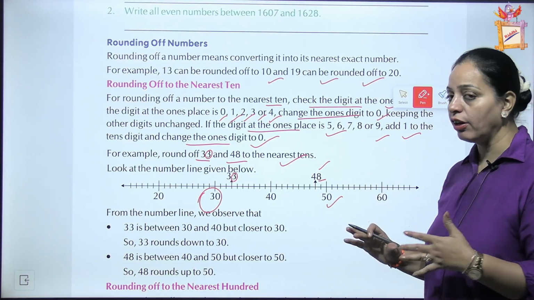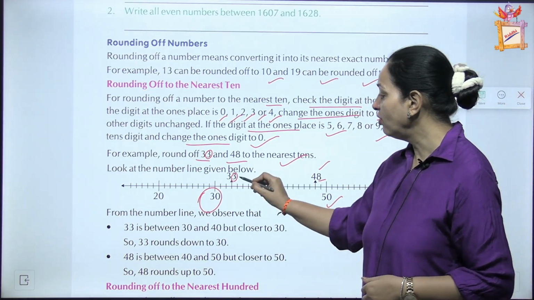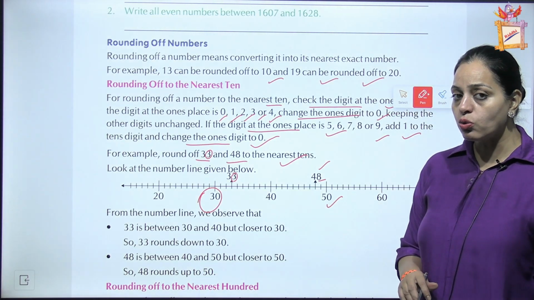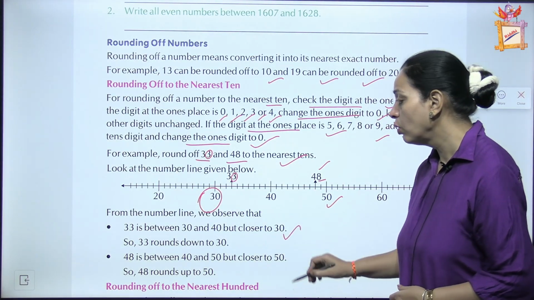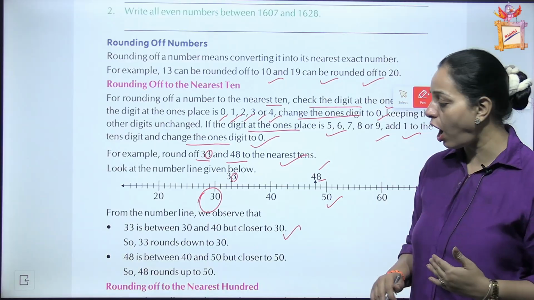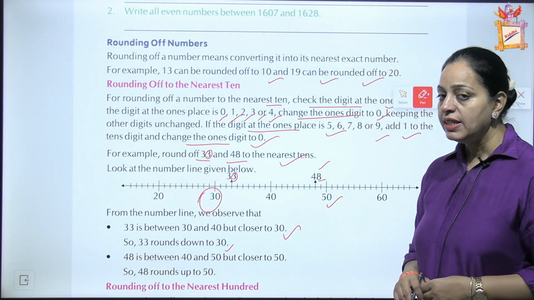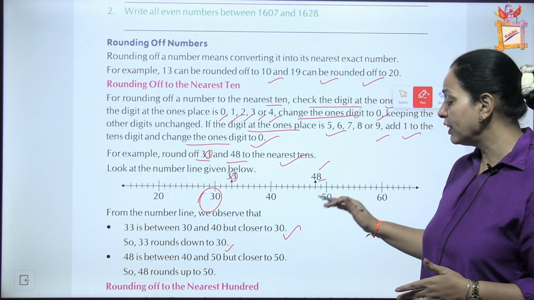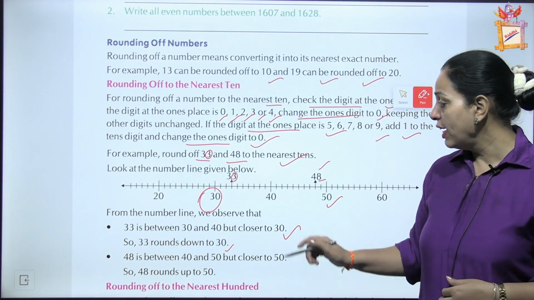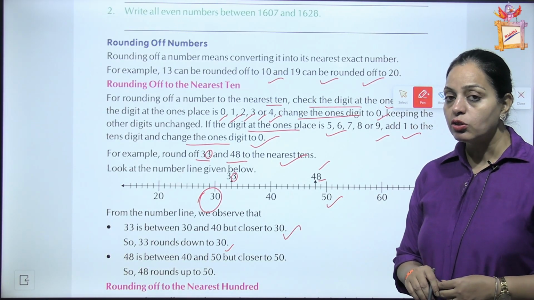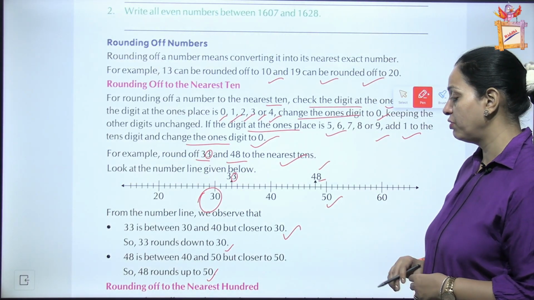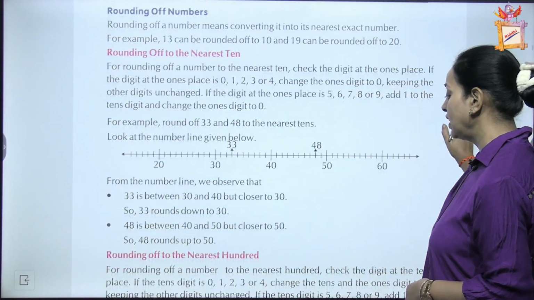आप simply एक rough idea देख सकते हैं. 33 is lying between 30 and 40, but it is close to 30. So 33 rounds down to 30. Similarly, 48 is between 40 and 50, but it is close to 50 as compared to 40. So this 48 rounds up to 50. So I hope this is clear to you.